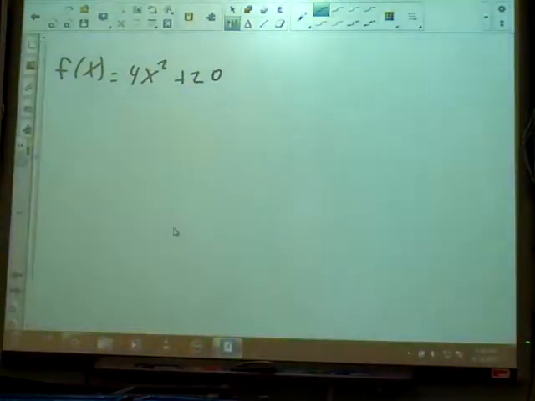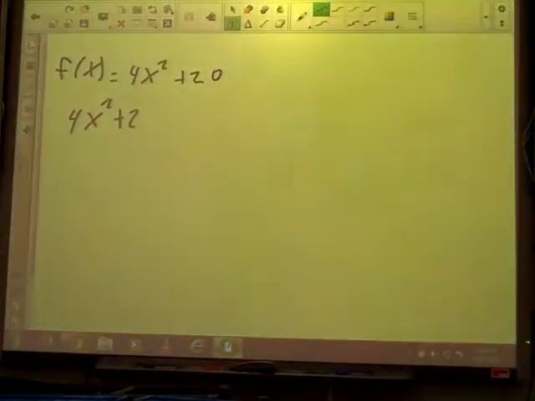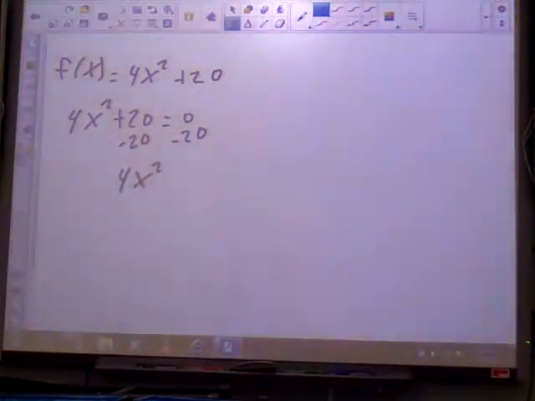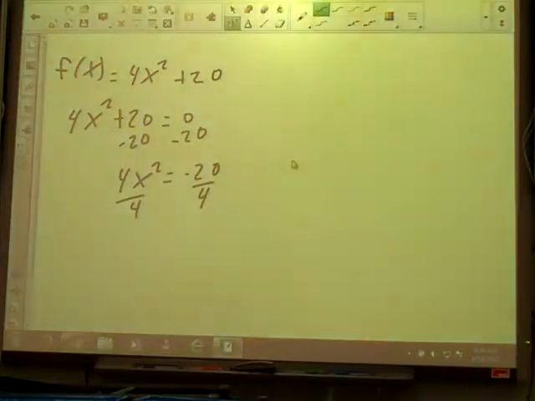That's what I'm trying to get you to see. The guys over there are saying move that 20, but there's something in the way of it over here. So I'm going to rewrite this as 4x squared plus 20 is equal to 0. Anytime they put an f of x up there, it's the same as 0. Then just subtract 20. So 4x squared equals negative 20. Divide by 4 first. x squared is negative 5.